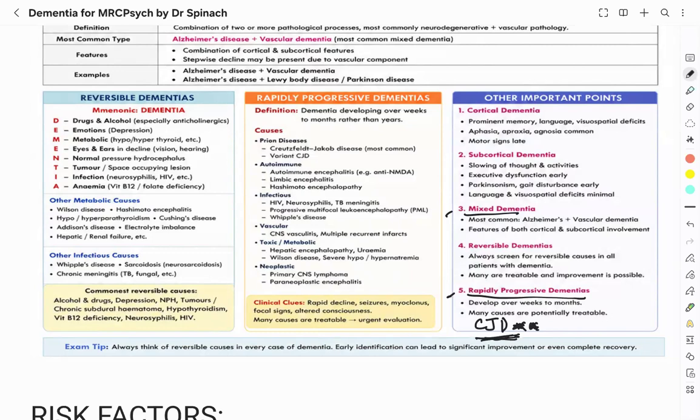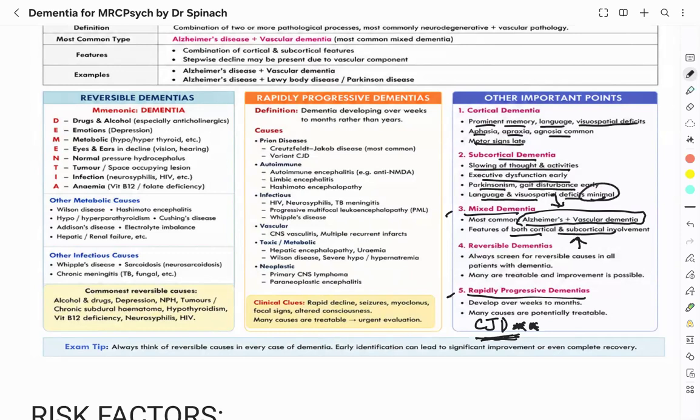Then mixed dementia, it says, is usually Alzheimer's and vascular dementia, for example, the most common mixed dementias. Features of both cortical and subcortical involvement is known as mixed dementia. It's a very nice table actually. So this is prominent memory, language, visuospatial deficits, aphasia, apraxia, agnosia, motor signs come late. In subcortical, slowing of thoughts and activities, executive dysfunction is early. Parkinsonism, gait disturbances, language and visuospatial deficits minimal.